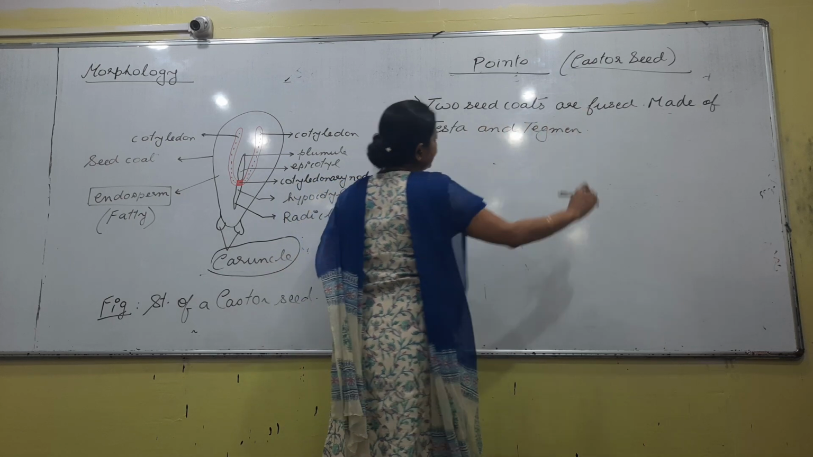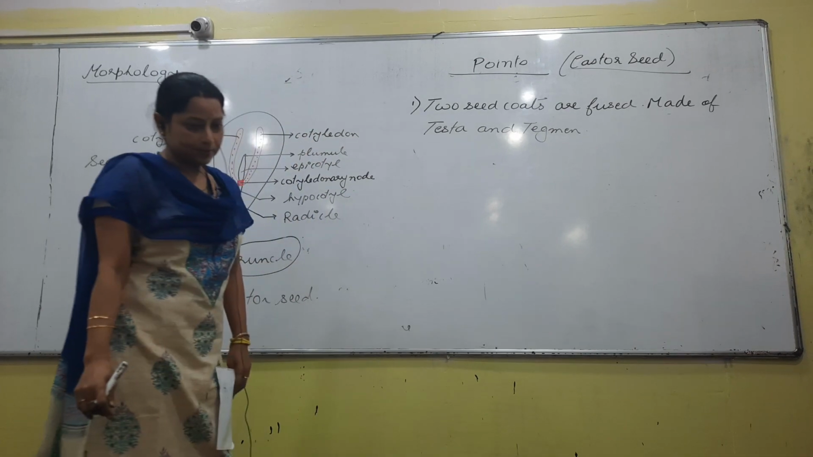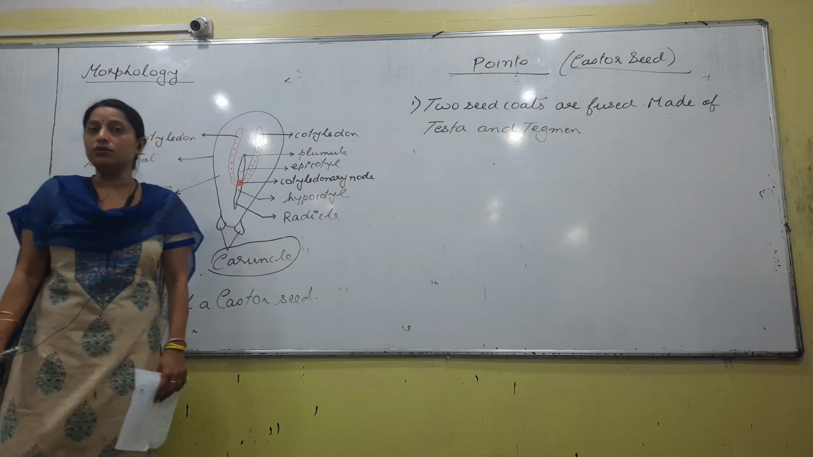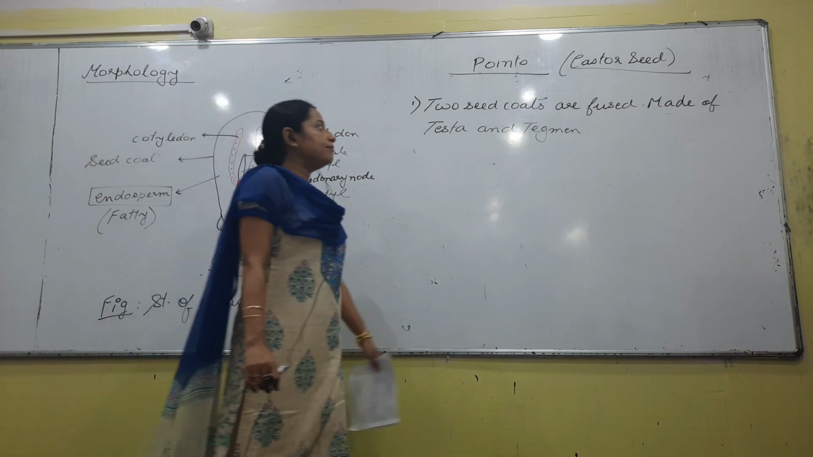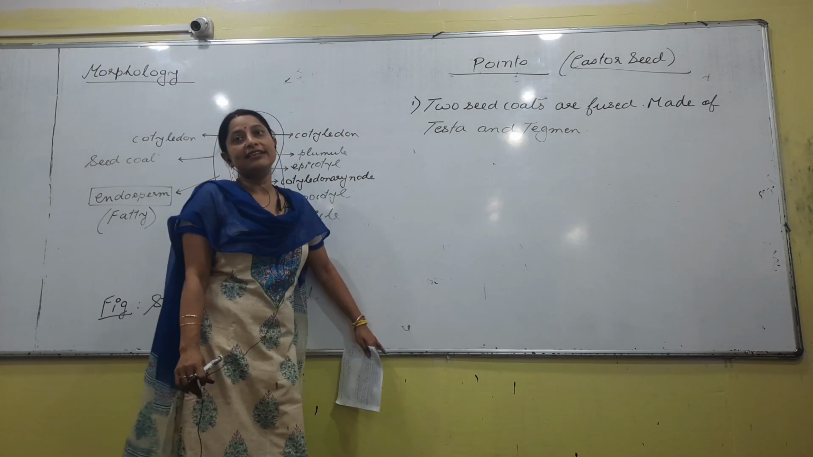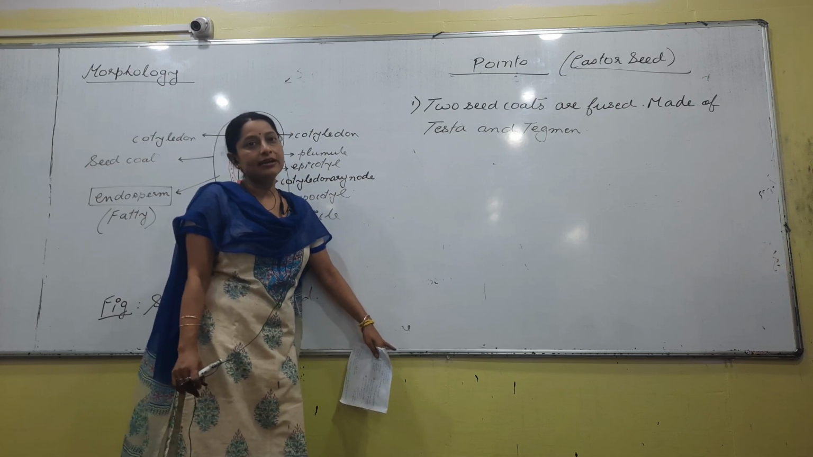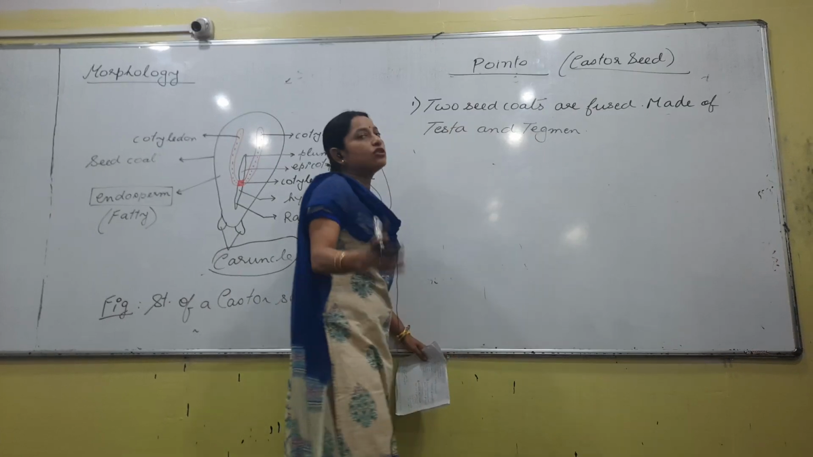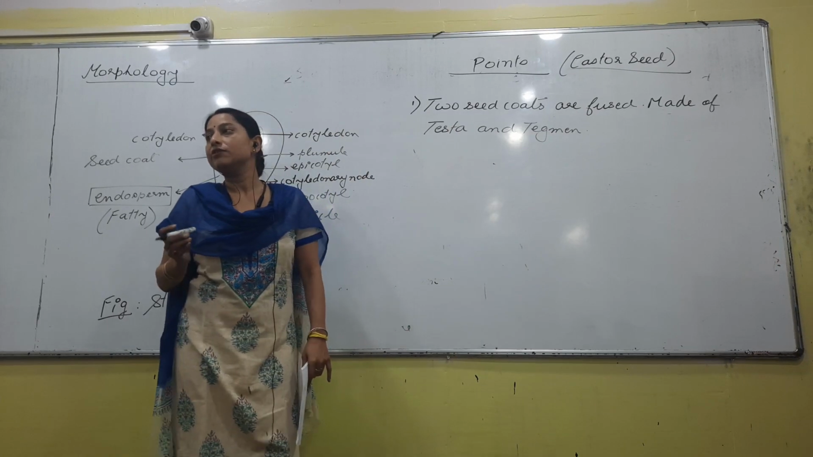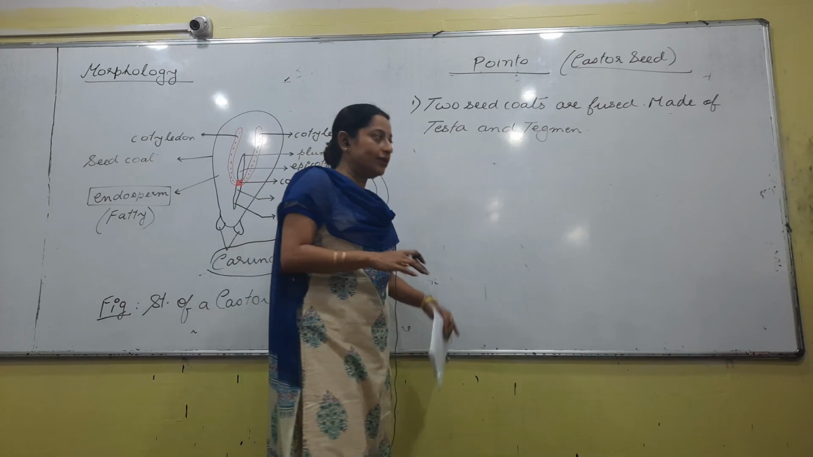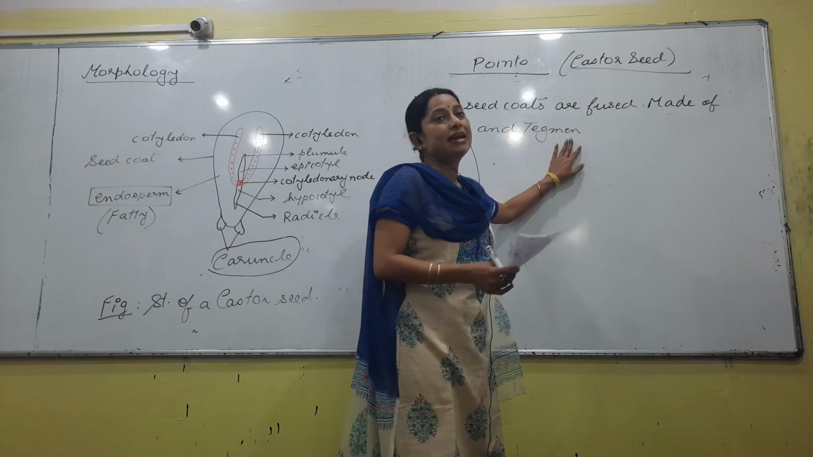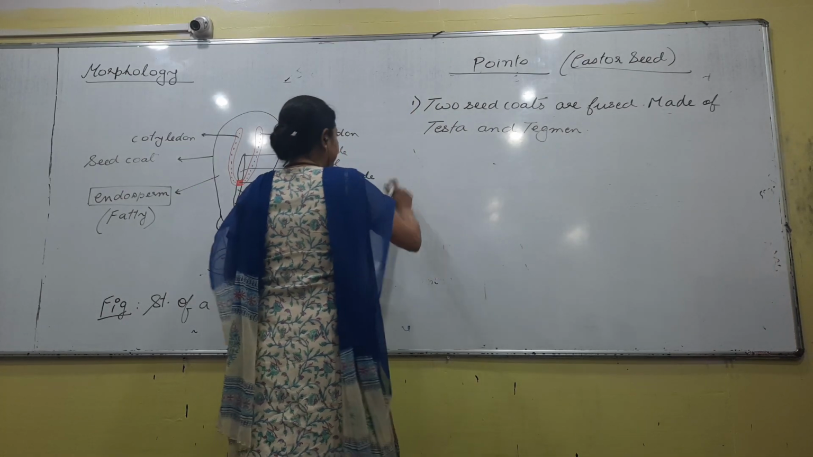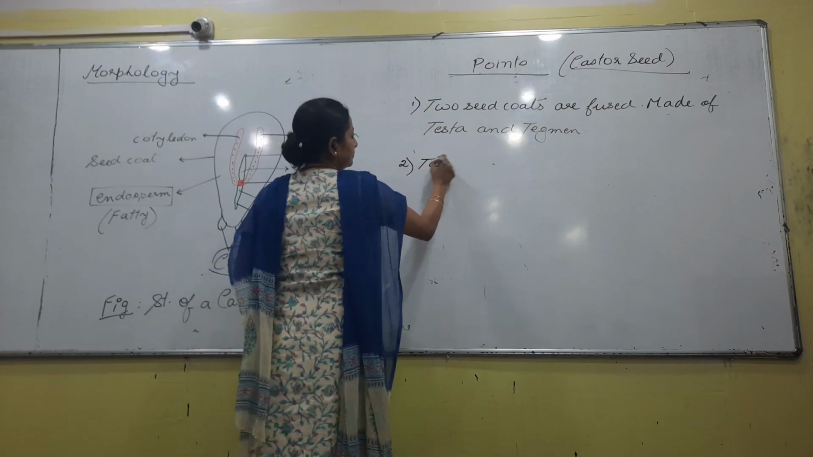What is testa and what is tegmen? Testa and tegmen, we are talking about the seed coat, right. If the seed coat comprises only the testa, we understand that the ovule was unitegmic. And if the ovule was bitegmic, then it has two integuments or two coverings: the outer one is called the testa, and inner to the testa we see the tegmen, which is comparatively thinner than the testa. Next point.